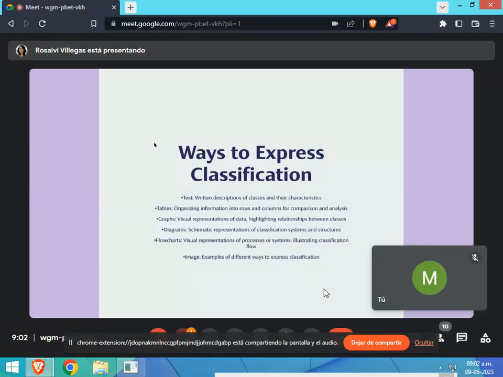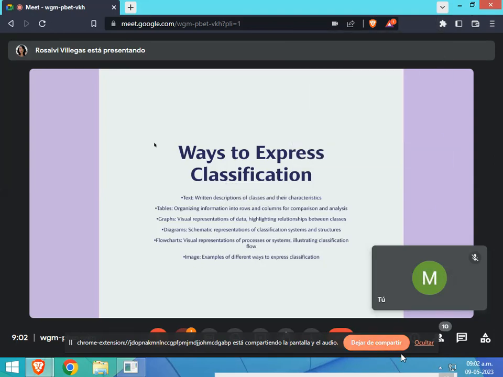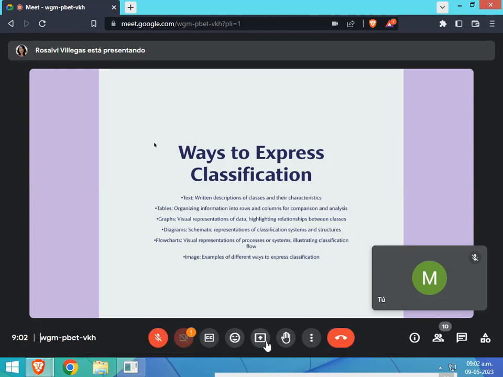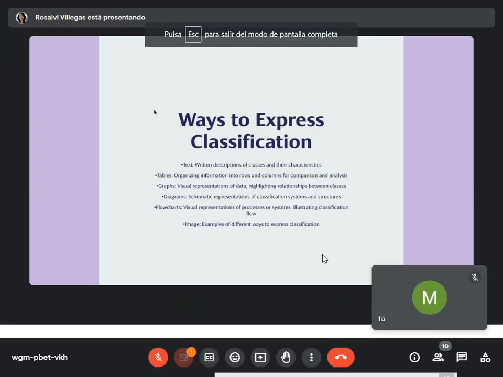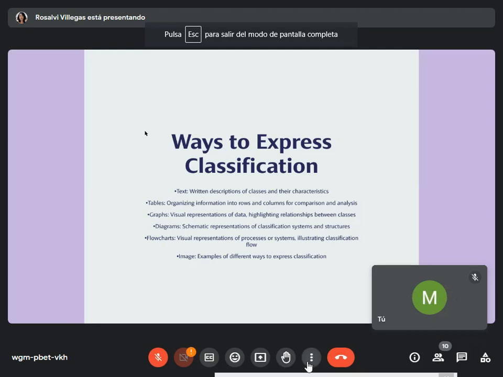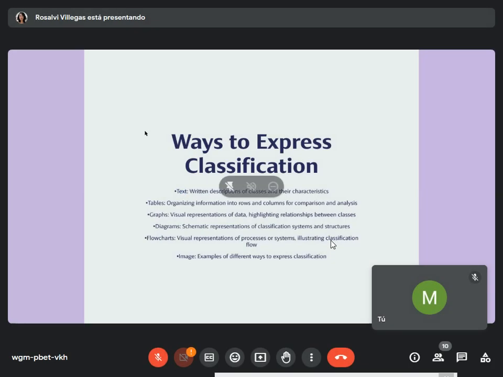We can just use a flowchart to illustrate the classification flow. For example, if you're going to study for an exam, you can classify the studying phase in a flowchart. First, I read a book, then I do the summary, then I do a diagram, maybe that is easier to comprehend the information, and then we can have that type of information classified in a flowchart.